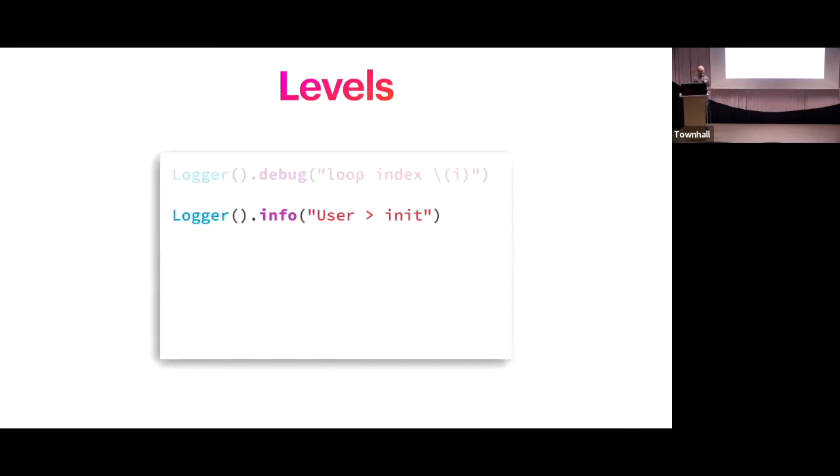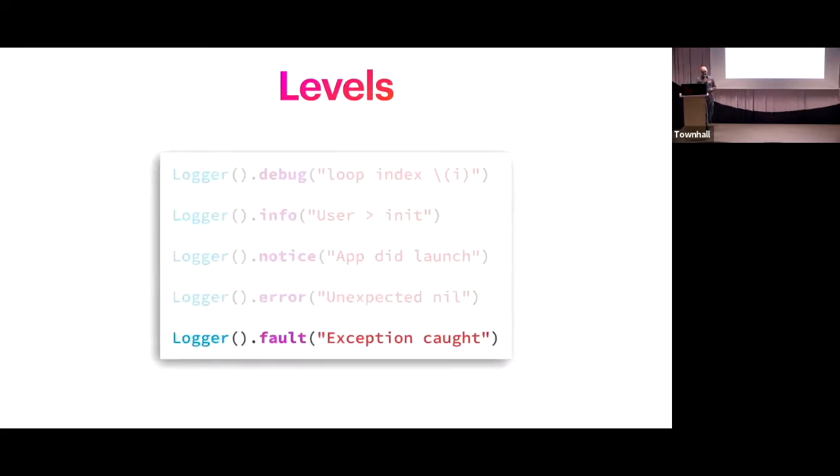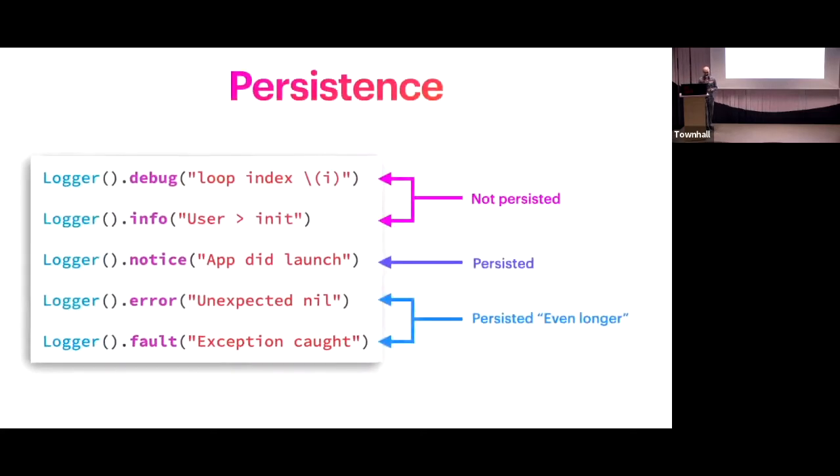It has levels. There's debug, info, notice, error, fault when it's really bad. I think the levels are clear, right? But there is a difference in the persistence. So the debug and info levels, they're not persisted. They're intended to be used from Xcode while you're developing, but they're not persisted on the devices in production. But everything from notice and above is persisted. And Apple says error and fault, they are persisted even longer.